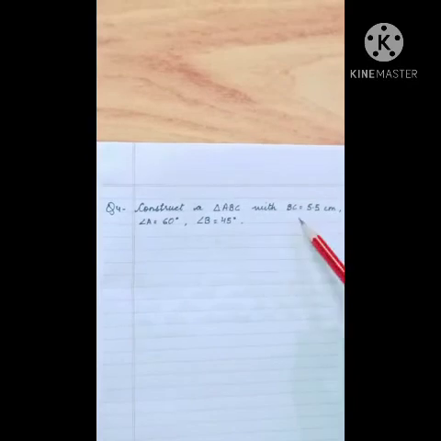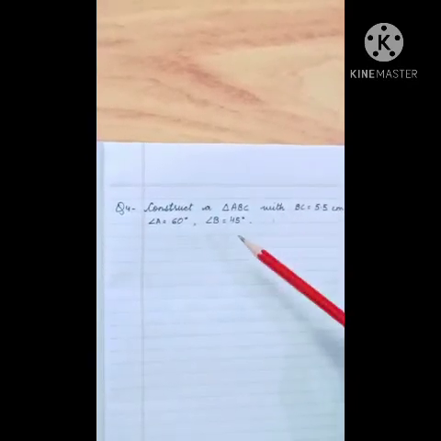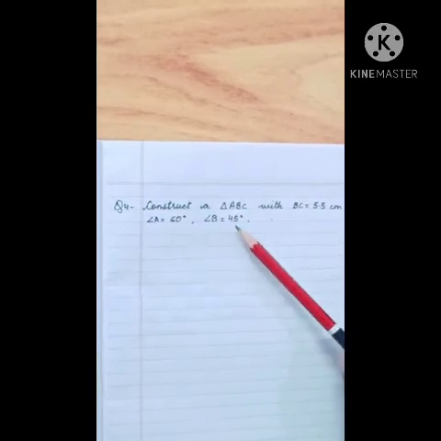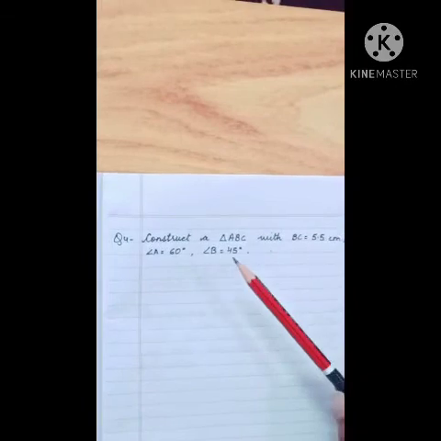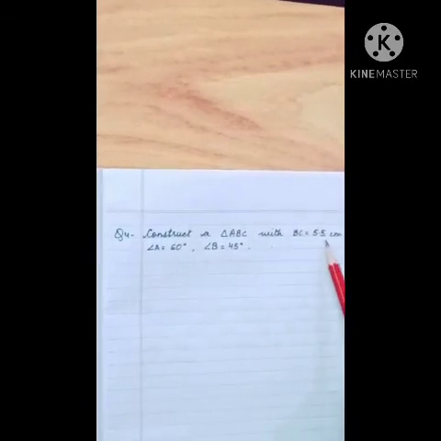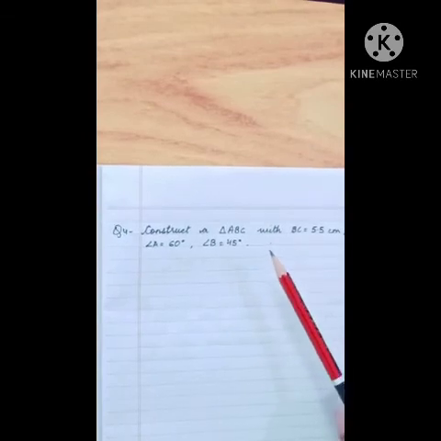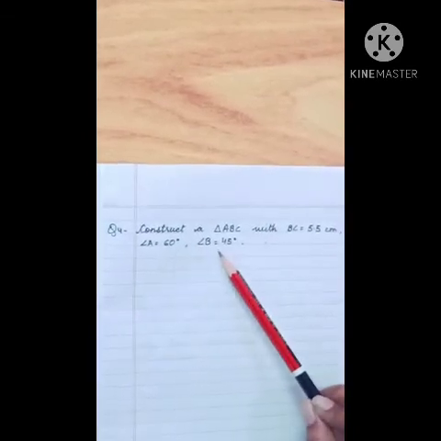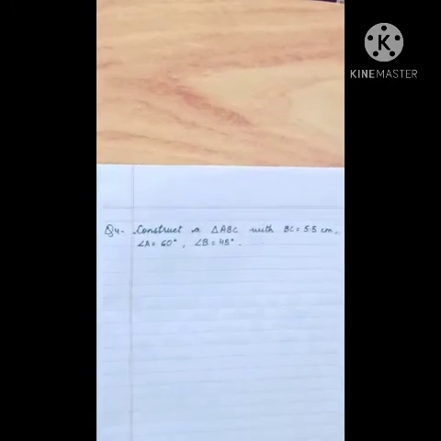Construct a triangle ABC with BC equal to 5.5 cm and what is given? Angle A is given and angle B is given. So to construct this triangle, what is given? This BC line segment is given. But we don't have angle C here. So we need to find angle C first. Two angles are given. First we find the third angle, that is angle C.